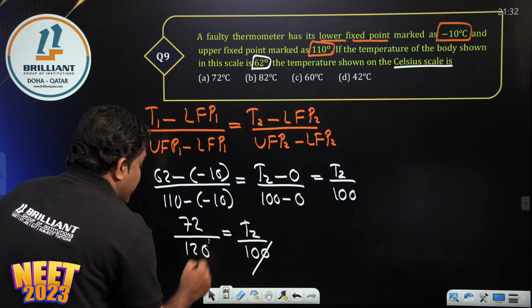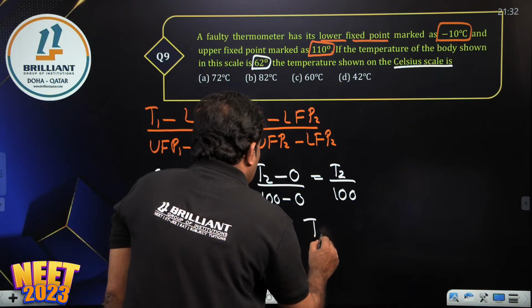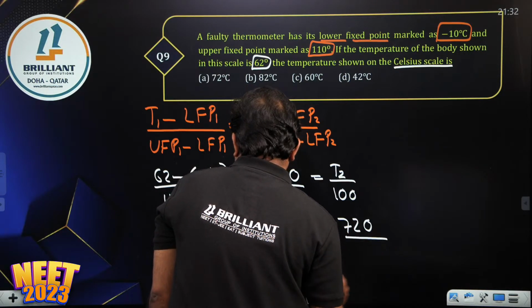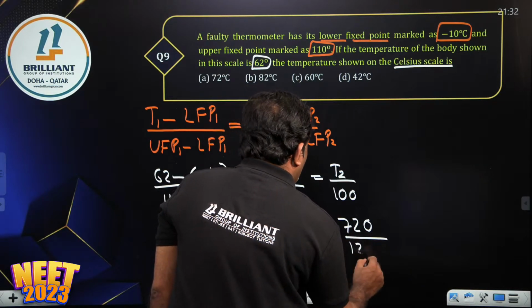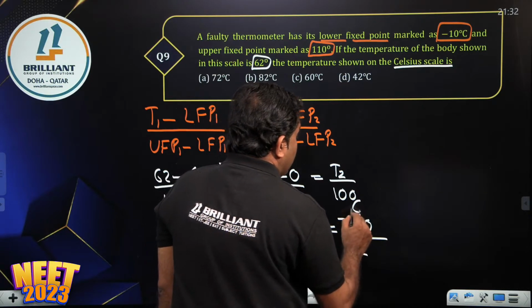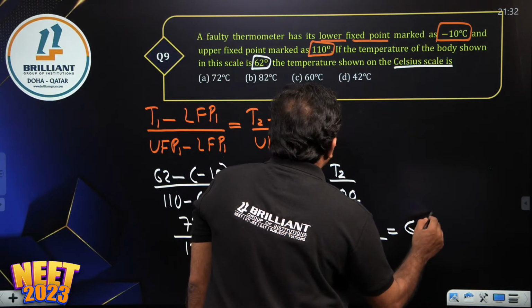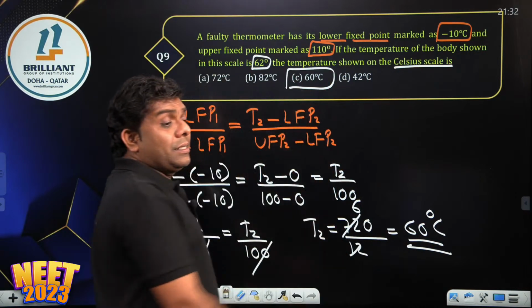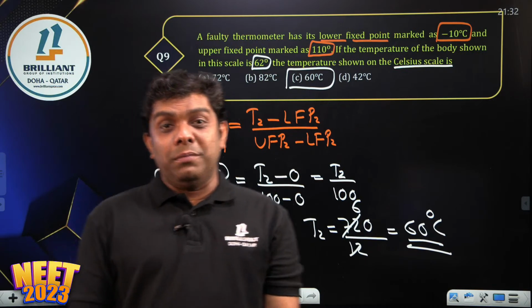So here this and this cancel. So T2 is equal to, we can say, 720 divided by 12. So this is 6. So the answer will be 60 degrees Celsius. So 60 degrees Celsius is what the conversion formula gives.